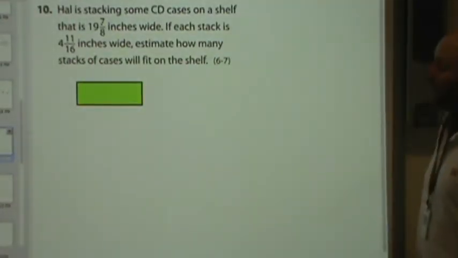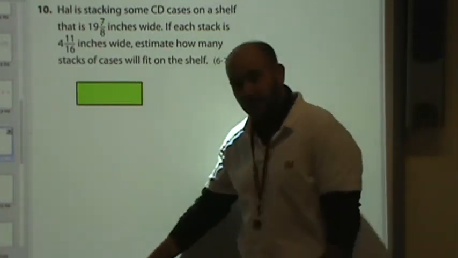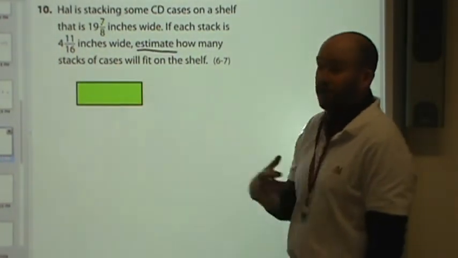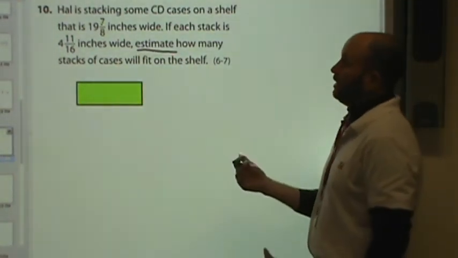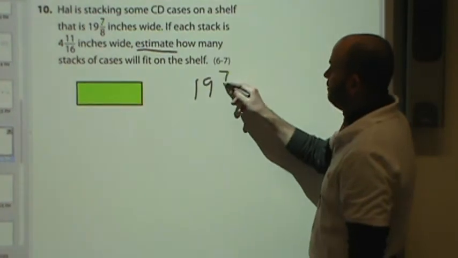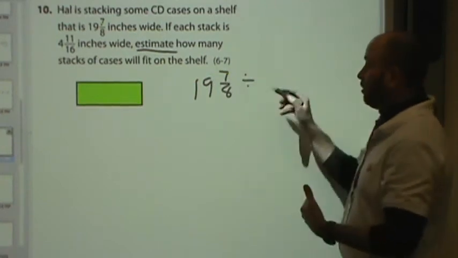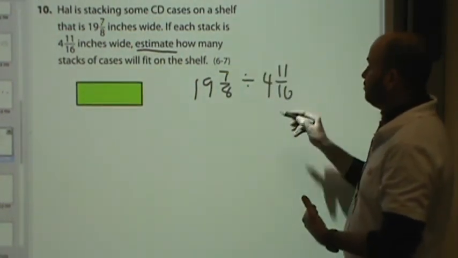Number 10. Hal is stacking some CD cases on a shelf that is 19 7/8 inches wide. If each stack is 4 and 11/16 inches wide, estimate how many stacks of cases will fit on one shelf. Again, this is an estimation problem, so you don't have to do the exact math. What you're estimating is a shelf that is 19 7/8 inches wide. You're going to divide it up by stacks that are each 4 and 11/16 wide.